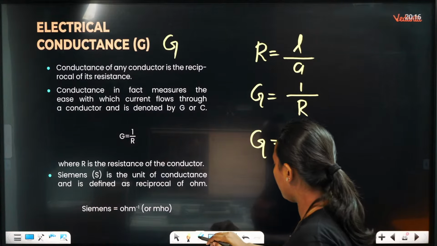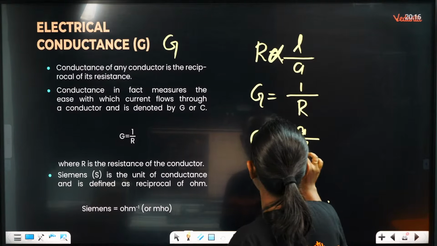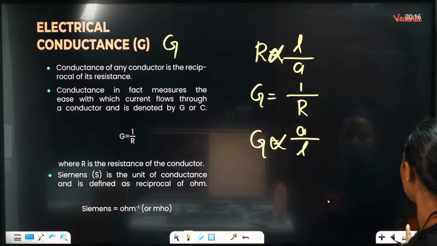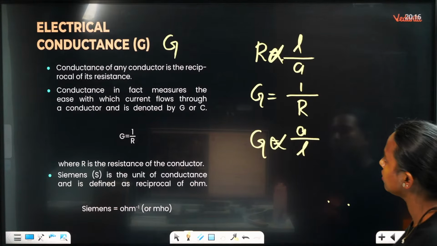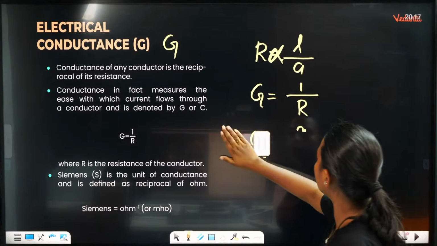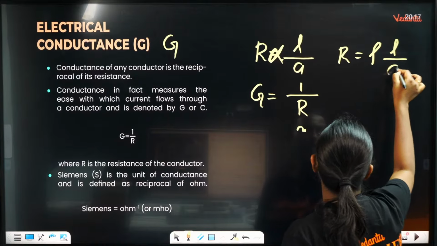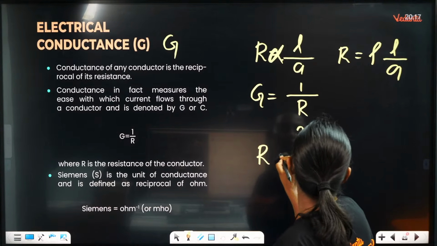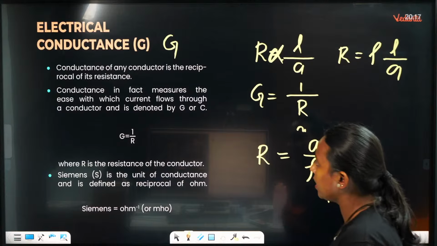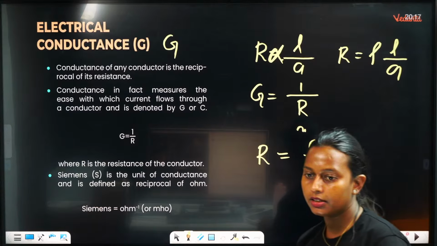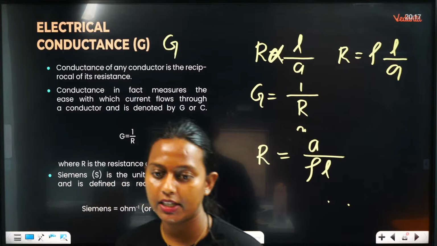So I just want to add one more thing. This is proportional. So here we can write R is equal to rho L by A, so conductance is equal to A by rho L. A by rho L. Clear? Any doubt? So electrical conductance G.